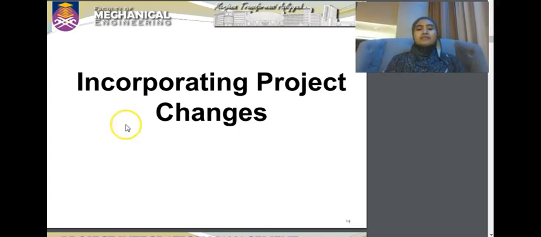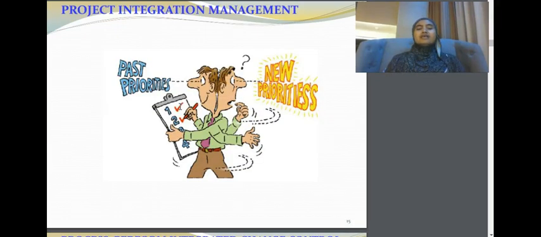And another important section in project control and monitoring is actually incorporating project changes. In reality, when we manage the project, it is very difficult to ensure that there are no changes at all. But of course, there will be changes. That's why it is a challenge for the project team to incorporate all those changes.